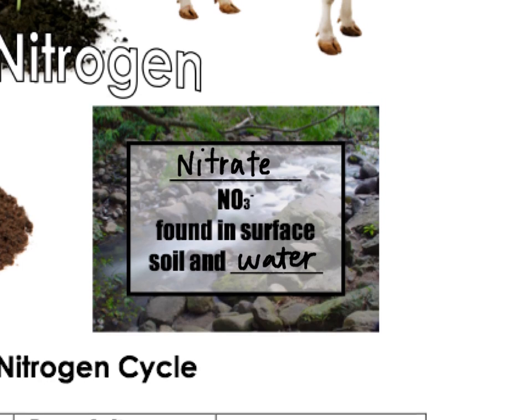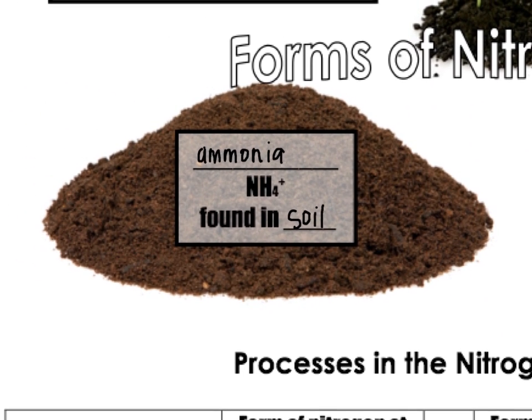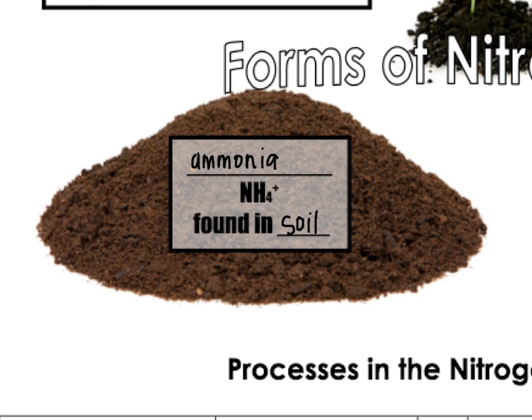The third kind of nitrogen is nitrate. It's written as NO3-. That means that's nitrogen bound to 3 oxygens, and it's found in surface soil, so soil that's close to the surface. It wouldn't be found very deep into the earth, and it's also found in water. And then the last kind of nitrogen is ammonia, which is very similar to nitrate. It's NH4, that's nitrogen bonded to 4 hydrogens, and it's found in the soil as well, but it doesn't have to be found in the surface soil. It can be found very deep in the soil as well.